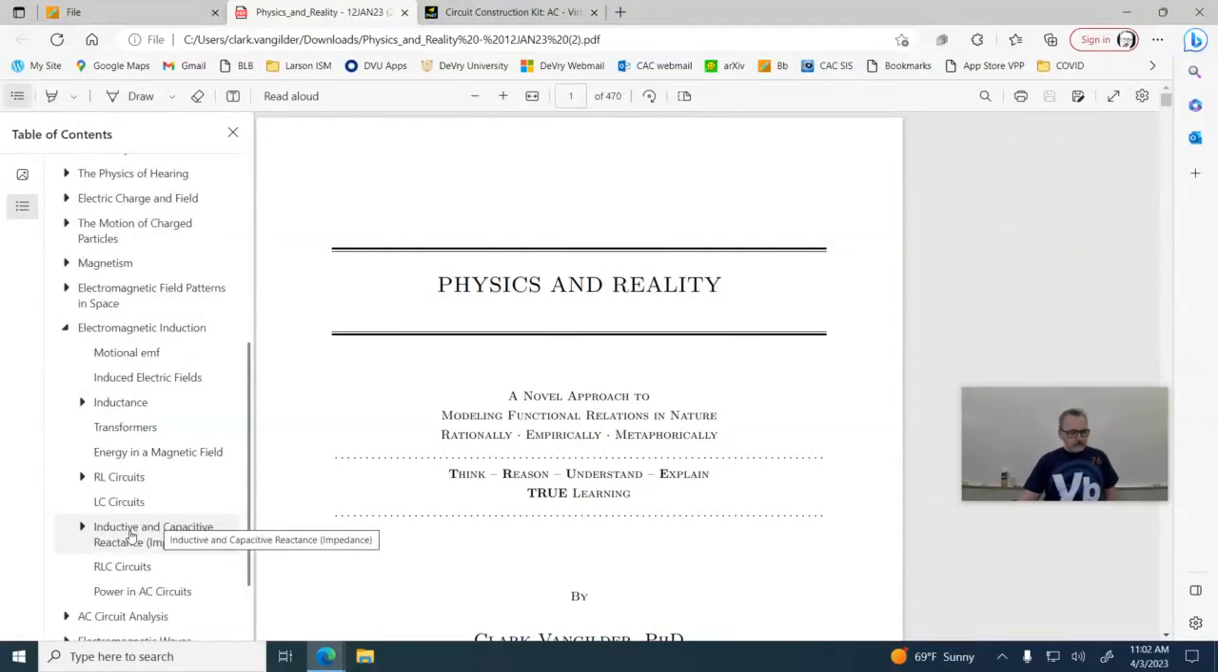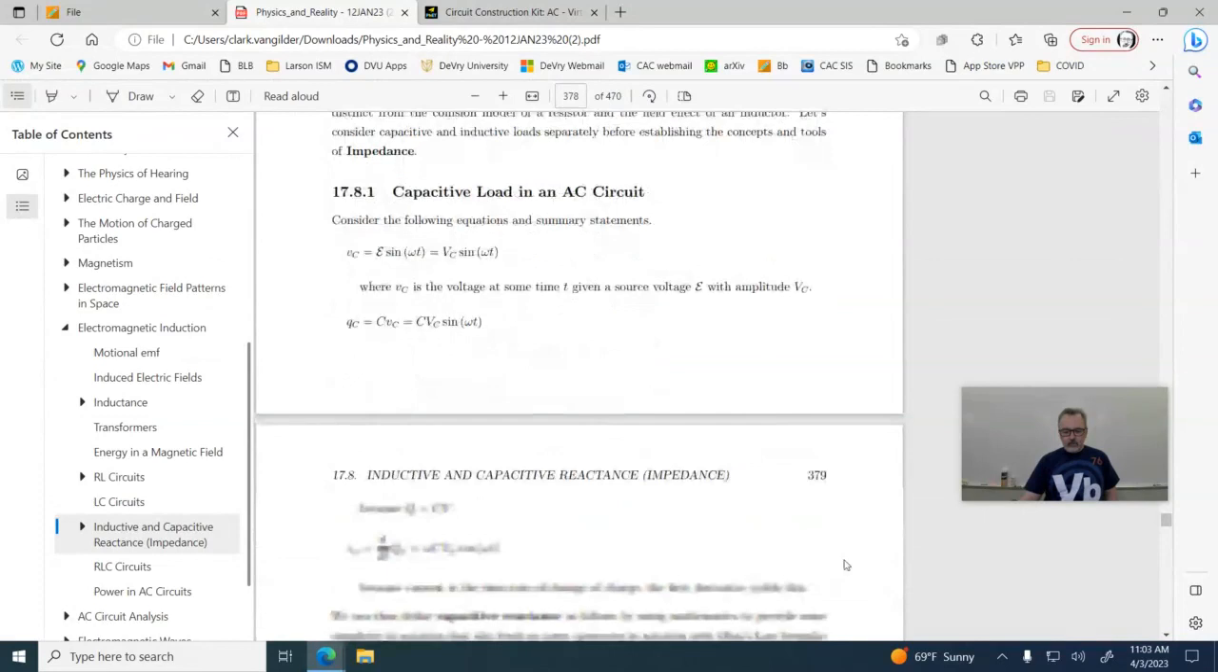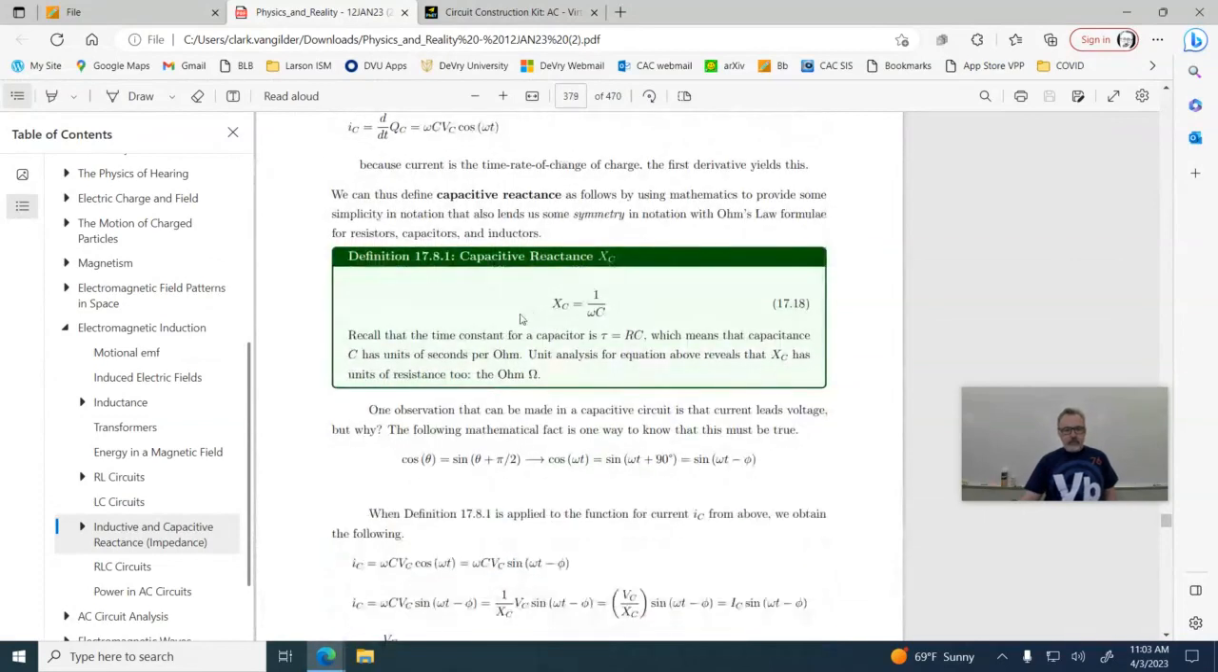Here we go. So they're inductive and capacitive impedance. And reactance, I guess there's another word for it. So capacitors have a certain kind of reactance because that's what they do. They react to an electric field. An inductor reacts to an electric field and ends up producing a magnetic one too. And so there's a reactance. And the reactance of inductors and capacitors will get added to resistance, and you'll have an overall impedance.